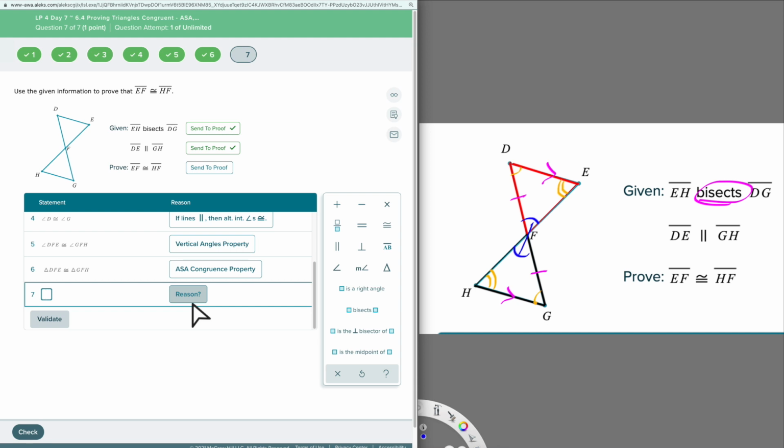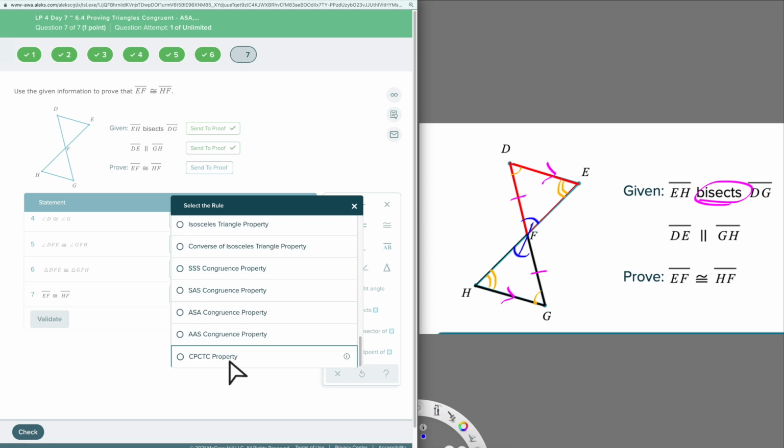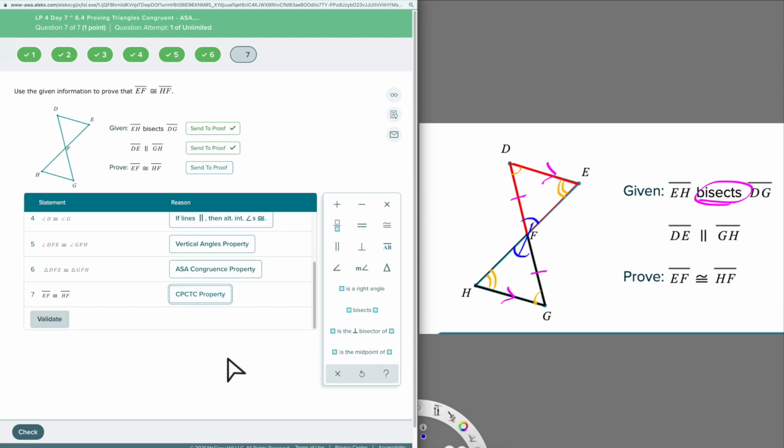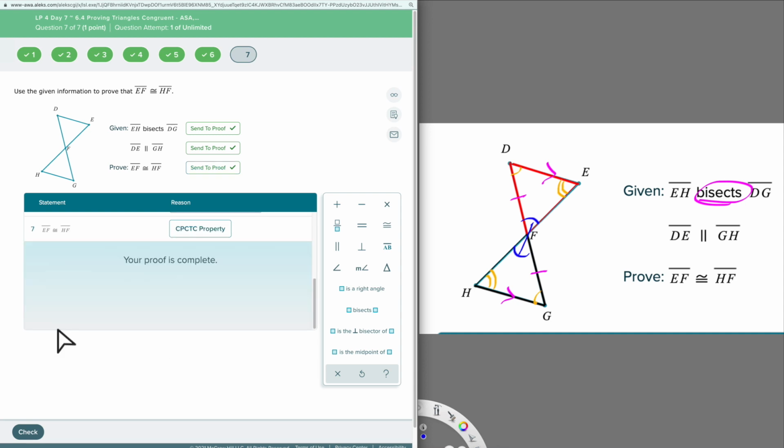All right, so now I have the two triangles congruent to each other. So all of their corresponding parts must be congruent. So that means that EF is going to be congruent to HF. And if I look here, I have EF, and HF, I'm kind of going backwards, right? So those are in corresponding order. So I can go ahead and send this to proof. And I'm going to use that bottom one, which is CPCTC. Corresponding parts of congruent triangles are congruent.